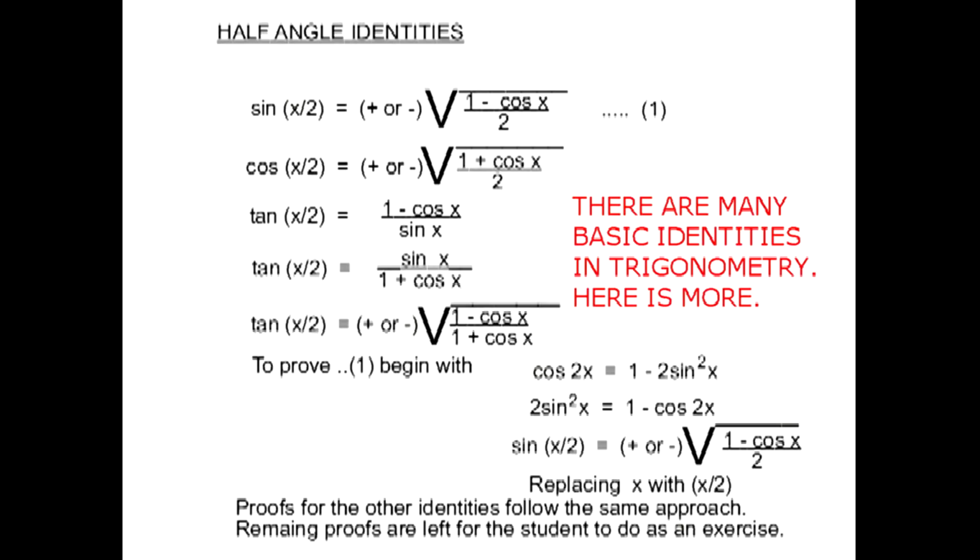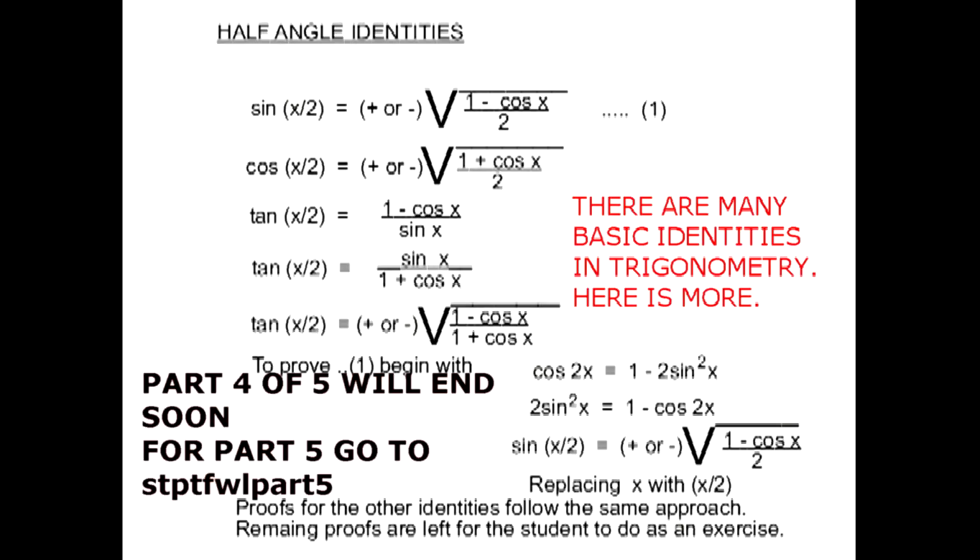Now look at the x in 2 sine squared x. I'm going to replace the x with the half angle x over 2. So it now reads sine x over 2. I will take the 2 on the left, where it says 2 sine squared x over 2, and divide both sides by 2. When I divide the right by 2, I end up with 1 minus cos x divided by 2. And now take the square root of both sides and I end up with plus or minus the square root of 1 minus cos x all over 2.